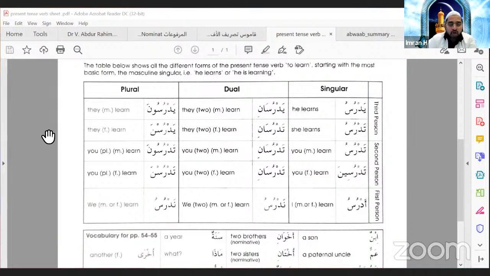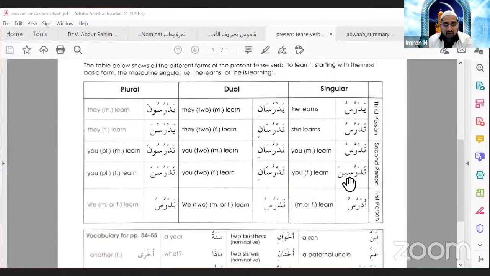So it's going across. Yadrusu, yadrusani is the masculine third person. Tadrusu, tadrusani, yadrusna, that's they all females. The third person is for the females. These next six going across: tadrusu, tadrusani, tadrusuna, these are for the masculine, you. You one male learn, you two males learn, you all males learn.